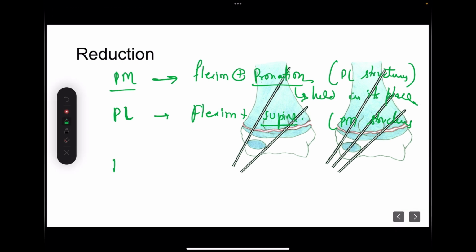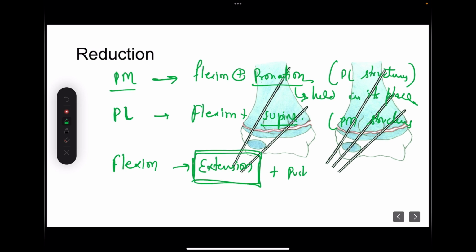Whenever a child presents with the flexion type of fracture, extension is needed for achieving the reduction. Along with that, we have to push the fragment from anterior, not posterior, unlike the extension type of supracondylar fracture.